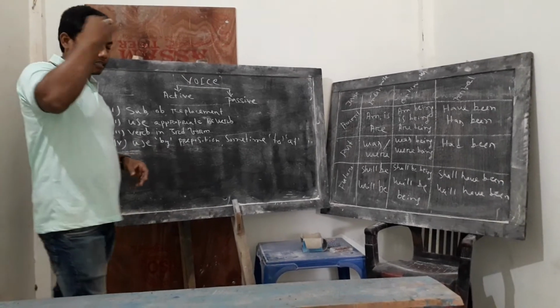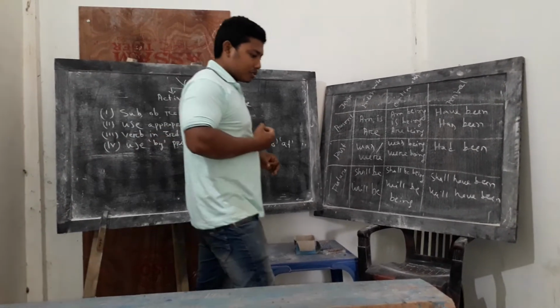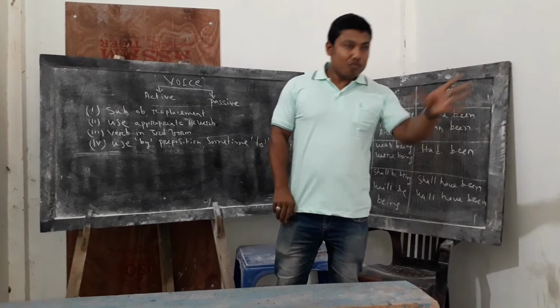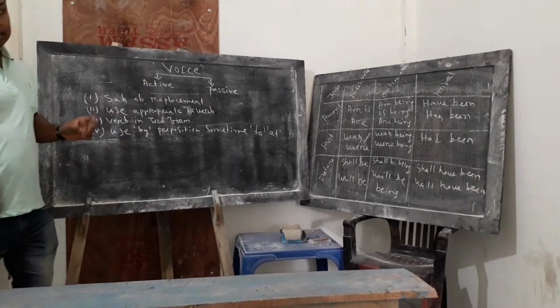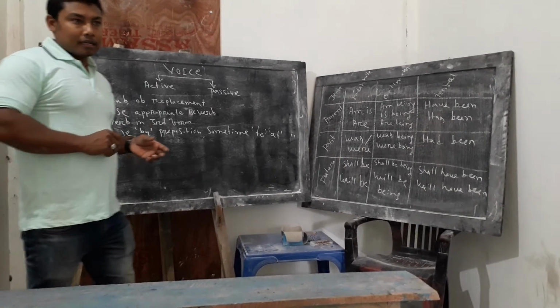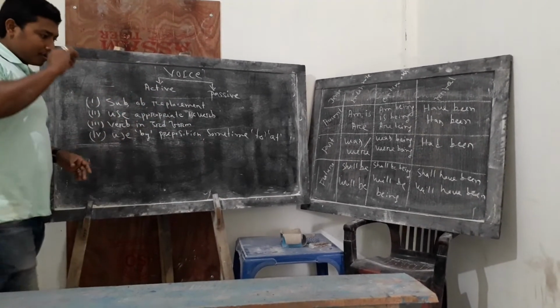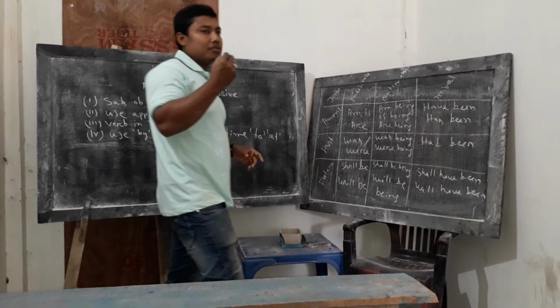Suppose, next, if we take some other examples. Move quickly, clean the room, clean the blackboard. These are examples of order, which is a part of the imperative sentence.